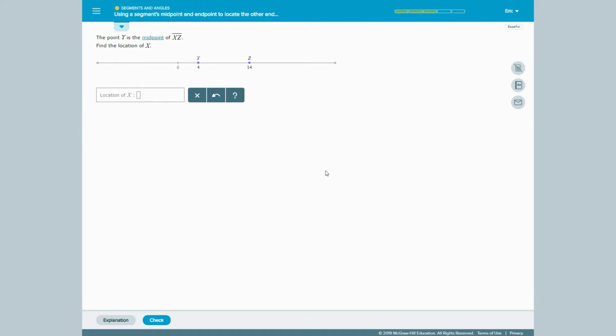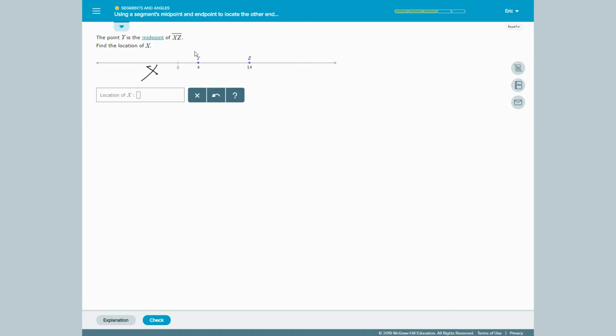Using a segment's midpoint and endpoint to locate the other endpoint. Here's where definitions come in handy. Midpoint means directly in the middle. So if y is the midpoint of xz and z is on the right hand side of y, x has to be somewhere on the left hand side. Otherwise, y isn't the middle. Like if x was over here, z would be the middle, and if x was right here, x would be the middle. Now that we got that out of the way.